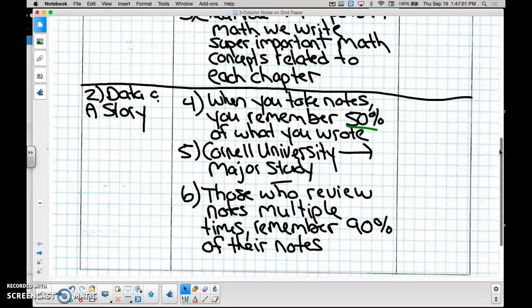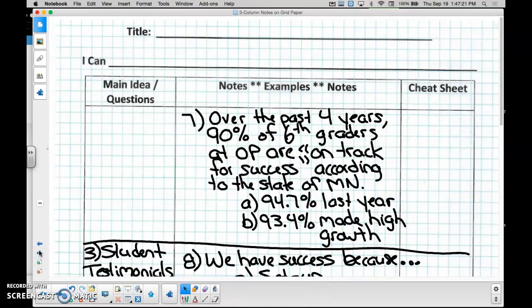Yes. So the kids who had to keep looking at their notes each day, he found out that they were passing at what percent? 90. The kids who did not look at their notes were passing at 50. 50%, right? So if you read your notes every day, you pass at 90%. If you never look at them again, you pass at 50. Okay? So here it is.